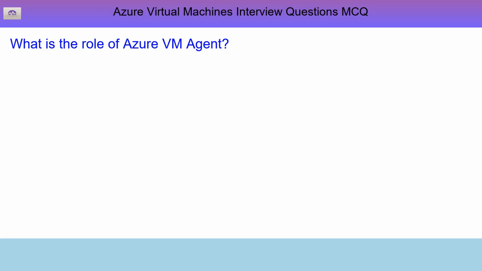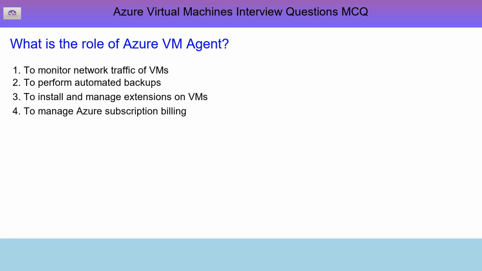Which is the role of Azure VM Agent? Here are your options. 1. To monitor network traffic of VMs. 2. To perform automated backups. 3. To install and manage extensions on VMs. 4. To manage Azure subscription billing. The correct answer is to install and manage extensions on VMs.